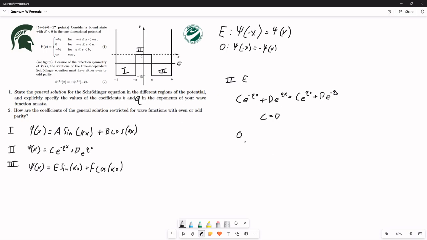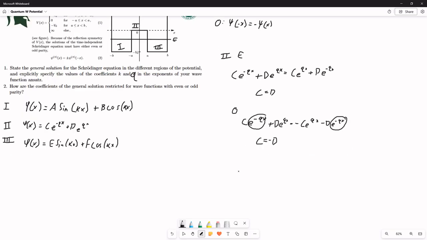And for the odd case, we have c e to the negative qx plus d e to the qx equals negative c e to the qx minus d e to the negative qx. This then limits our coefficients: c equals negative d, because if we match the e to the negative qx, the e to the negative qx on the other side is matched with a negative d. You can also do it the other way around, it doesn't really matter.